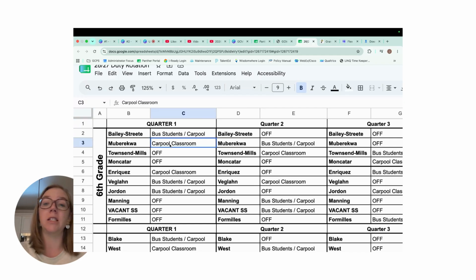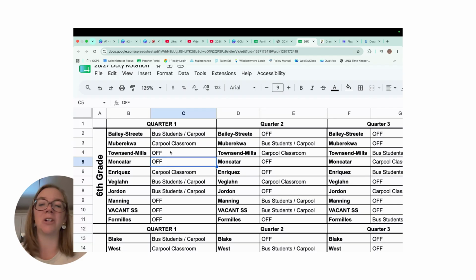Miss M is going to house all remaining carpool students for her team. And team leads are very familiar with this and able to go over this again in your grade level meeting. But Ms. M will house all carpool students, pull up the carpool dismissal process, and then be responsible for sending students out as their number shows up on the screen. Ms. Townsend Mills, welcome to Granville Central. We're excited to have you.